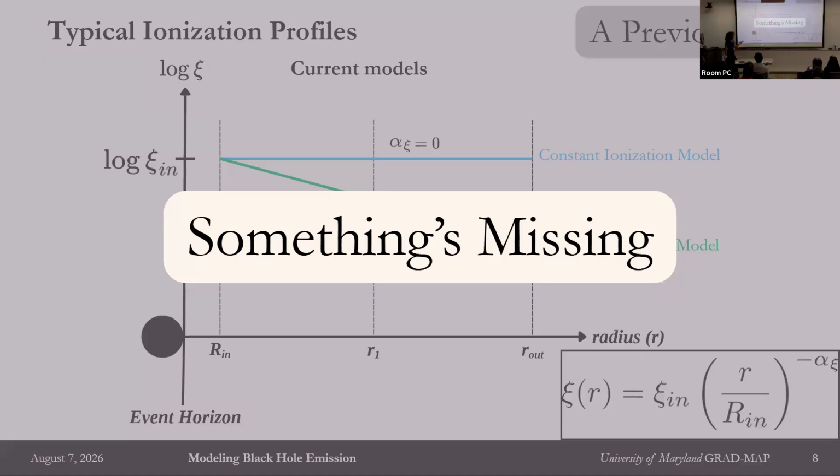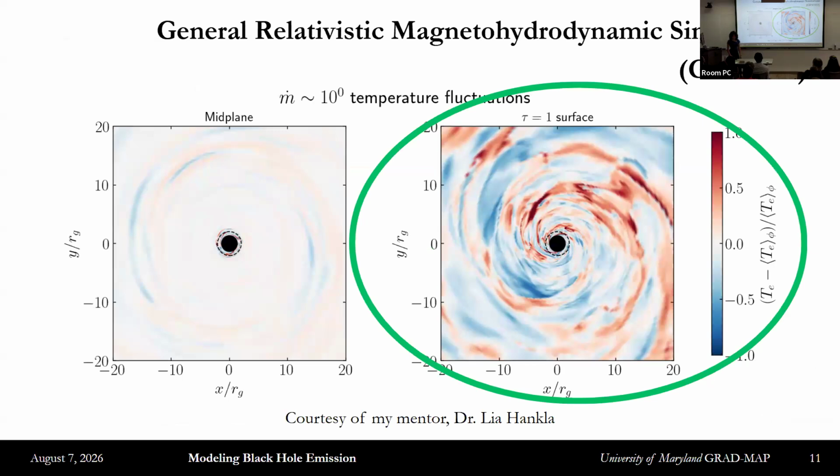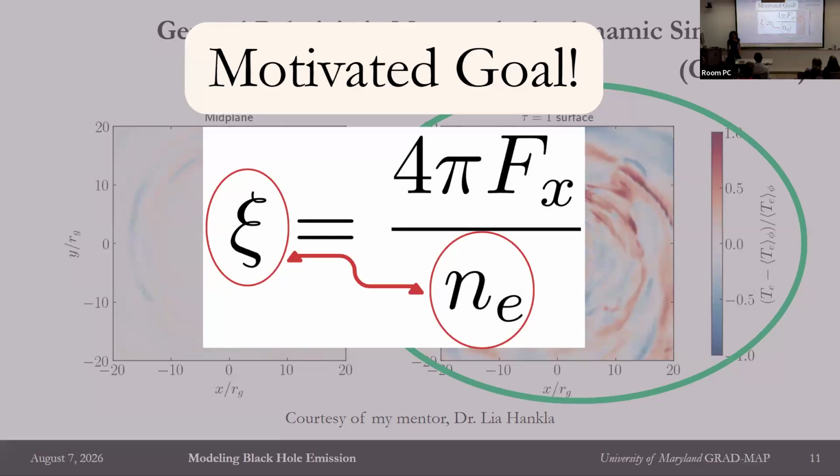Yet, there's still a crucial piece missing. Each model assumes ionization to be a smooth function of radius. However, a real disk is turbulent. Based on general relativistic magnetohydrodynamic simulations, a real disk has random fluctuations in its temperature, and temperature relates to density. And remember, ionization is also related to density. Motivated by GRMHD, our goal is to create a model that can account for such random fluctuations.